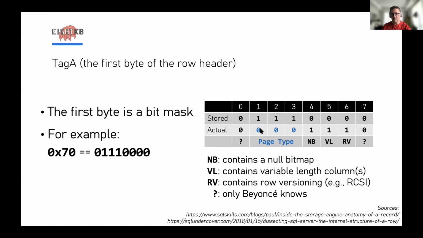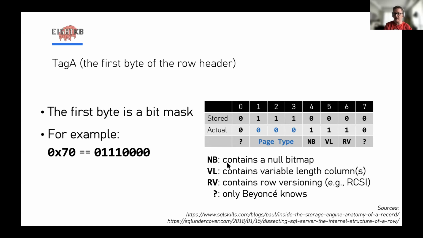And what the actual value is, we've swapped these around. So we've started from the right to the left. And the first 3 bits, excluding the first one, is the page type. If it's page type 0, we're all good. That's all you need to know. Then the next 3 bits represent flags, true or false values.